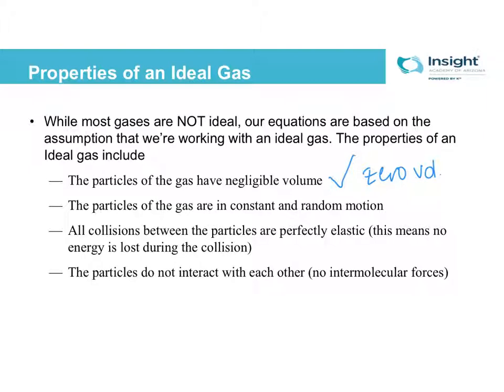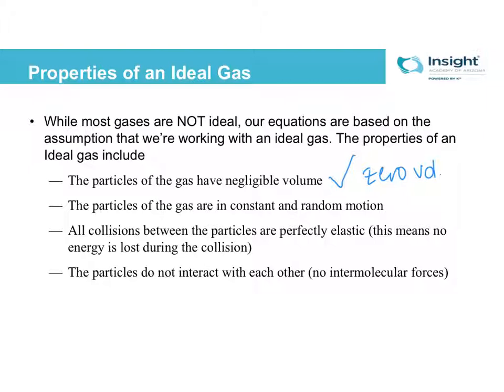The particles of the gas are in constant random motion, all right? Molecules are definitely always in constant motion, but sometimes they interact with each other, which makes that motion less than random. So in ideal gas, all collisions between the particles are perfectly elastic. So this means no energy is lost if they bump into each other. In reality, when gas molecules bump into each other, usually there's a bit of friction that happens, and then a little bit of their energy is lost, so they're not moving at the same speed as they were before.